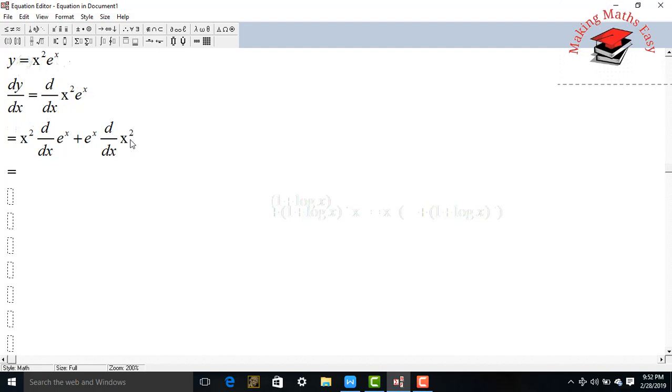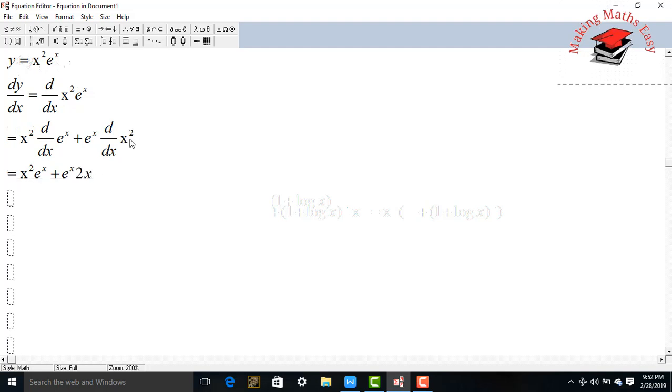If it is e raised to 2x, it will be 2 into e raised to 2x, or the derivative of e raised to 2x into 2, the derivative of 2x. So let us consider these corresponding functions. Here we have x square as it is, and we have to take the derivative of e raised to x, and also the derivative of x square, according to the uv rule of differentiation. So x square into e raised to x plus e raised to x into the derivative of x square, which is equal to 2x in this case.